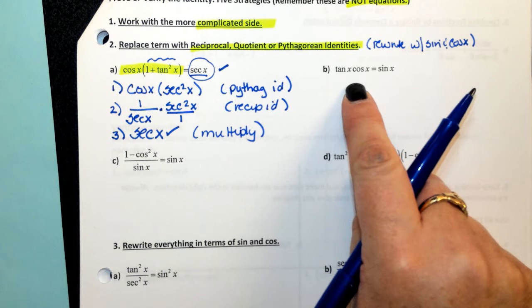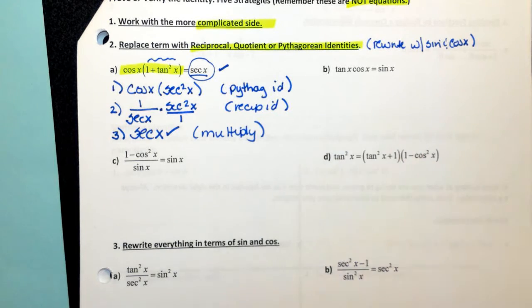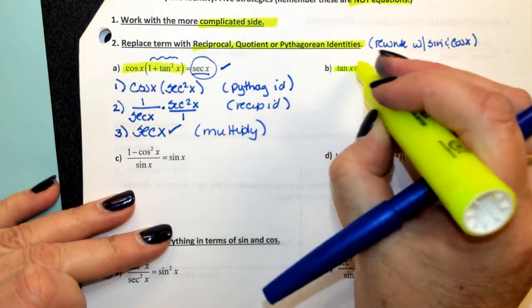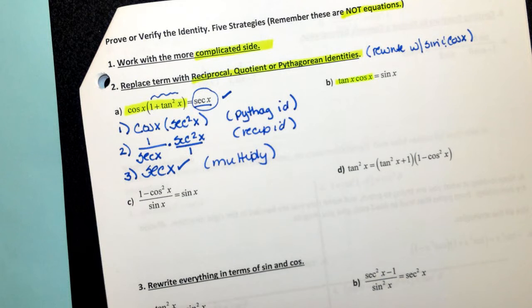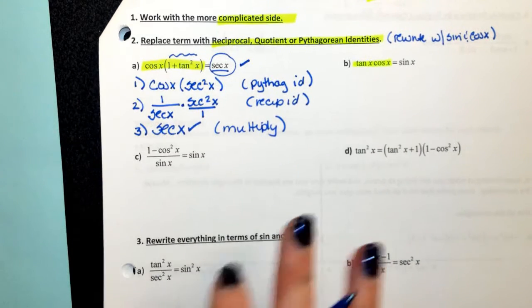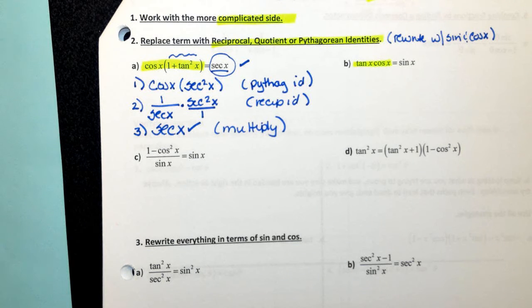So let's take a look at B. First of all, what side do you think you want to play around with? Which side is the more complicated side? The left side. So let's look at tangent x times cosine x equals sine x. So what are your thoughts? Any thoughts on how to get started? Well, what's tangent? So again, somehow, some way, I need to have this left-hand side become all in terms of sine. So what is tangent of x equal to? Tangent of x is equal to what? By your quotient identities, sine over cosine.